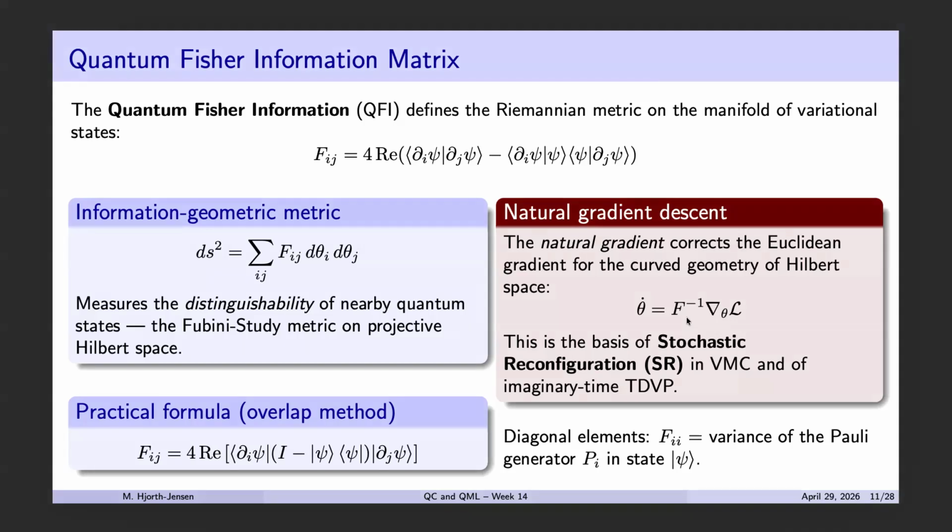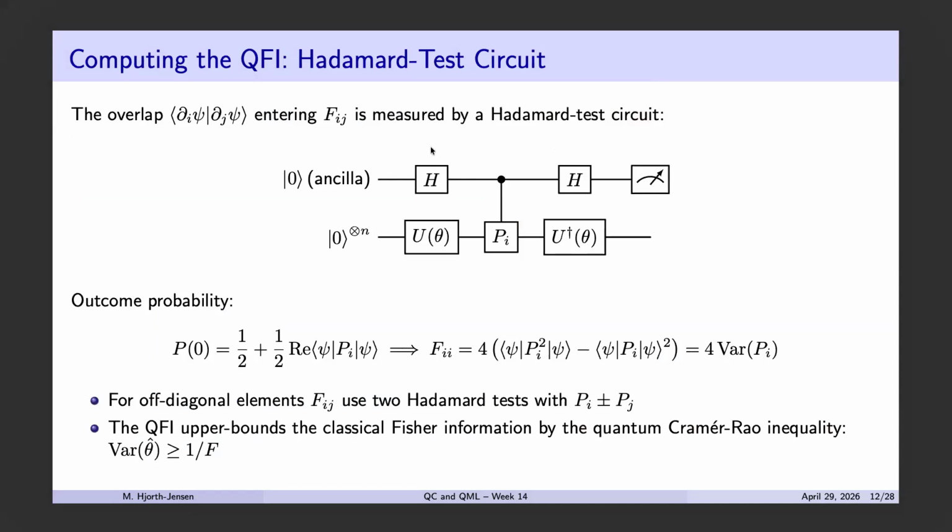So we could use different ways of setting up this second derivative here. The practical formula, which then approximates the classical Fisher information, is actually called the quantum Fisher information. But that's a technicality here. In the next slide, I also included some additional technicalities on how you would actually calculate that one. This is something you can calculate with a Hadamard test circuit. For the off-diagonal elements, you would typically use two Hadamard tests with pi plus minus pj. So you don't actually need to include this.